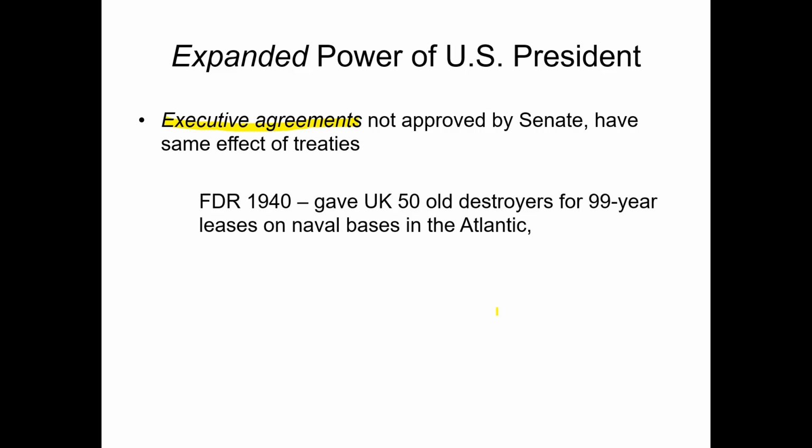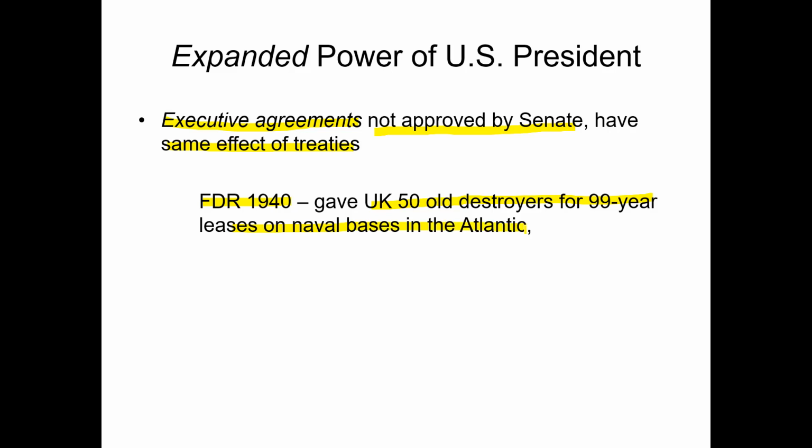And they're not approved by the Senate, but particularly under that administration, they have the same effect of treaties. The tone was set under FDR, where he was trying to work out some agreements, particularly with the Soviet Union and Britain, in order to prepare for the potential of getting involved in World War II. The destroyers for bases deal, where he gave the UK 50 old destroyers for a 99-year lease on naval bases in the Atlantic. And so the president was pretty much set.